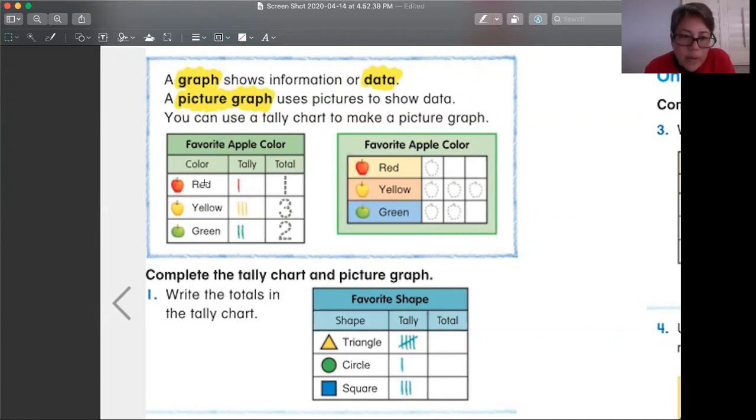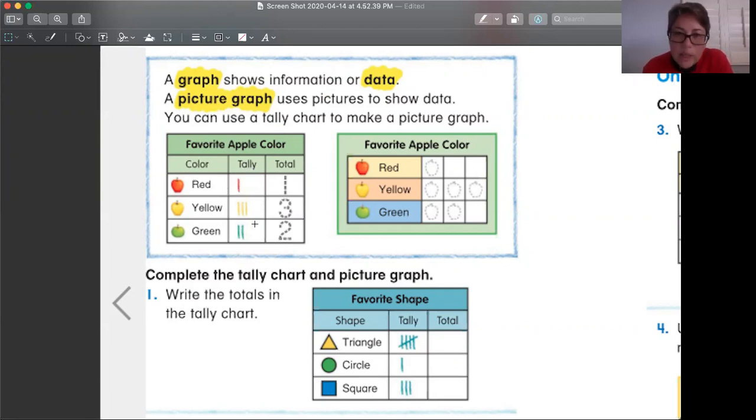So the colors were red, yellow, and green, and they made a tally chart. So 1 person liked red apples, 1, 2, 3 people liked yellow apples, and 2 people liked green apples. And so the numbers are written here. So 1 for red, 3 for yellow, and 2 for green. So pretend that you asked your friends, and 1 friend said, I like red, and 3 friends said, we like yellow, and 2 friends said they like green. So here we ask the kids, and then here it shows me the total for each color.